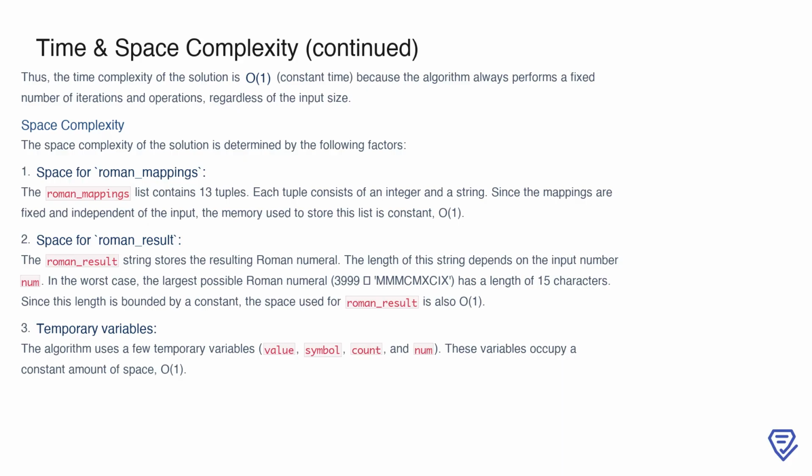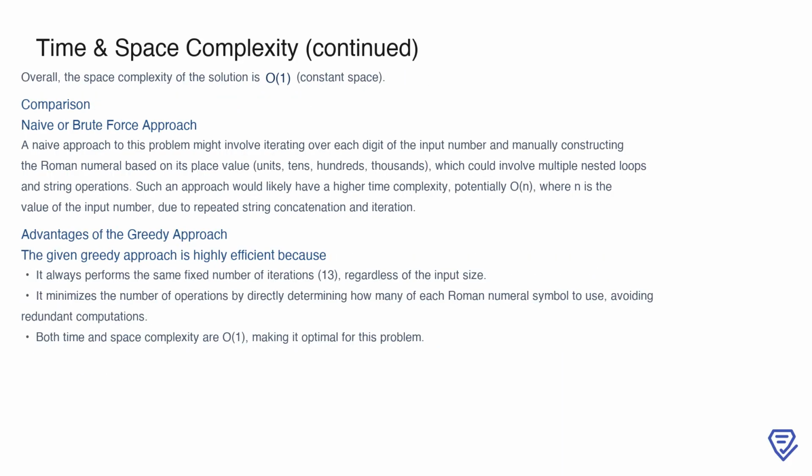Additionally, the algorithm uses a few temporary variables, such as value, symbol, count, and number, which occupy a constant amount of memory. Therefore, the space complexity of the solution is also O(1). This means both the time and space complexities of the solution are O(1), making it highly efficient.